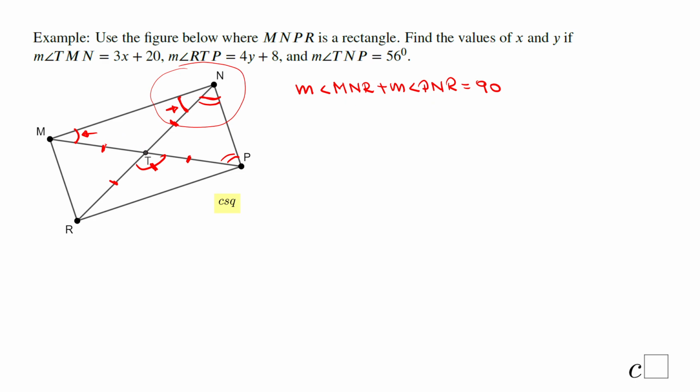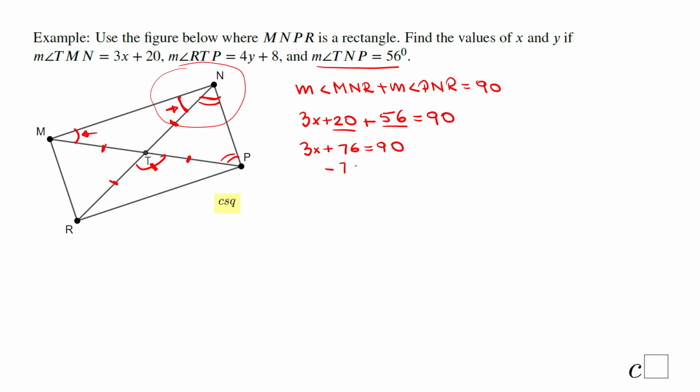Now, how much is the measure of angle MNR? It's the same as the angle TMN, 3x plus 20. How much is the measure of angle PNR? It's the same as this guy, TNP, right? And that will be 56 equals 90 degrees. And so now we have an equation in x. So the first thing I'm going to do is combine these two guys, and that will be 3x plus 76 equals 90.